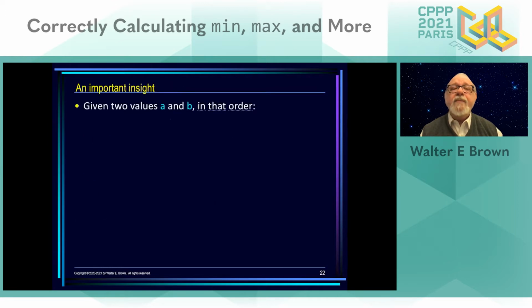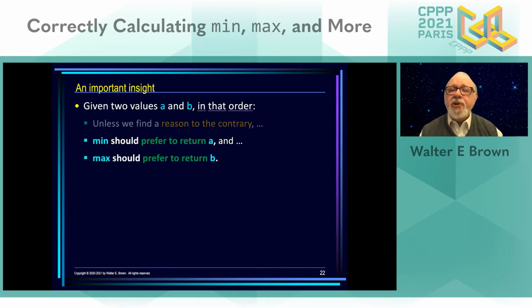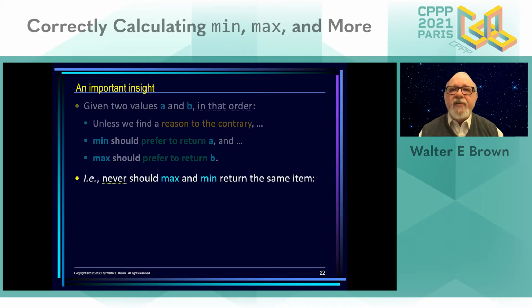Okay. So what's the important insight here? If we're given two values, which I've named A and B, and we're handed them in that order, A, then B, unless we find a reason to do otherwise, min should always prefer to return A, and max should always prefer to return B. In other words, never should max and min return the same item.